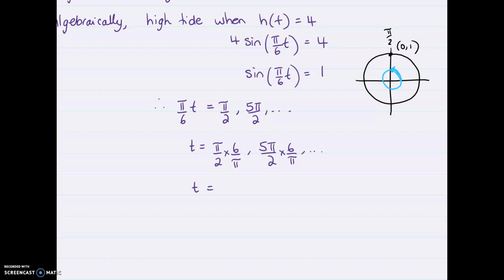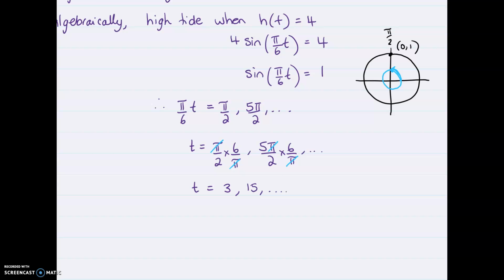So t equals, your pi's cancel out in both of these. The first one leaves you with 6 divided by 2, which is 3. The next one, 5 times 6 is 30, divided by 2 you get 15, and so on. They are the first times we found from our graph.